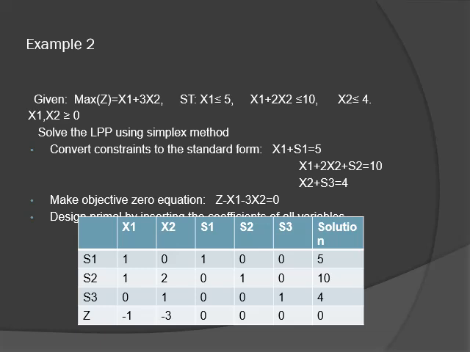We are looking to solve this using simplex methods. The first step is to convert the constraints to the standard form. The first constraint will be x1 plus s1 equals 5. The second constraint will be x1 plus 2x2 plus s2 equals 10. The last constraint will be x2 plus s3 equals 4. The objective function should be a zero equation: z minus x1 minus 3x2 equals 0.